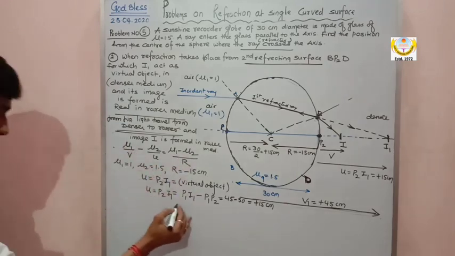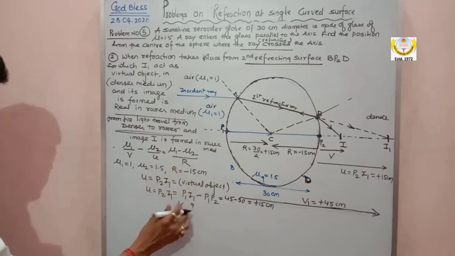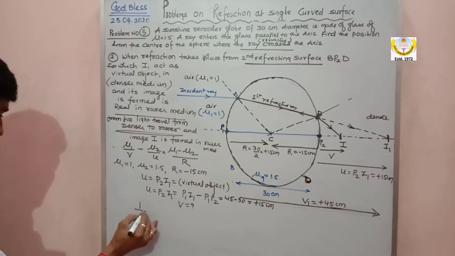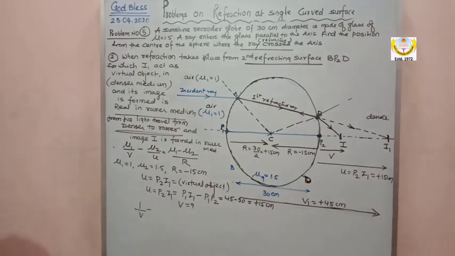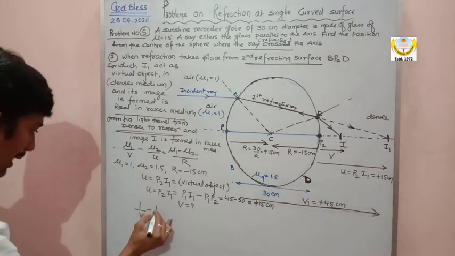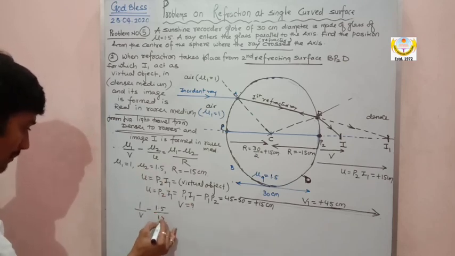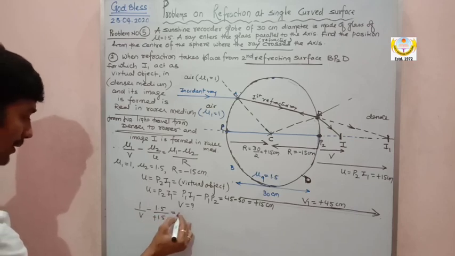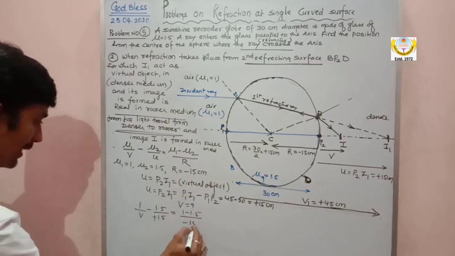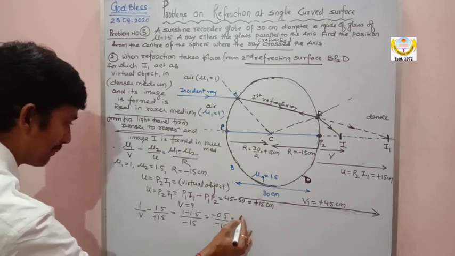So now my dear, we have to find the V value. We can calculate V because everything is given. Now substitute: 1 by V minus mu2, mu2 is 1.5, divided by U, U is plus 15, is equal to 1 minus 1.5 divided by R. R is minus 15. This is minus 0.5 divided by minus 15, that is nothing but 1 by 30.